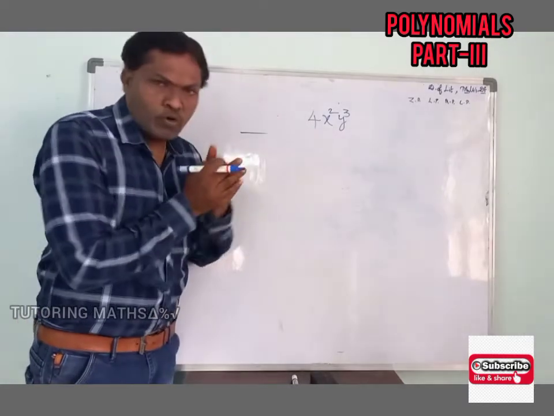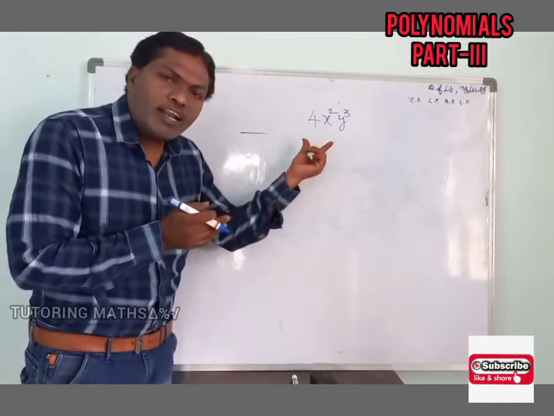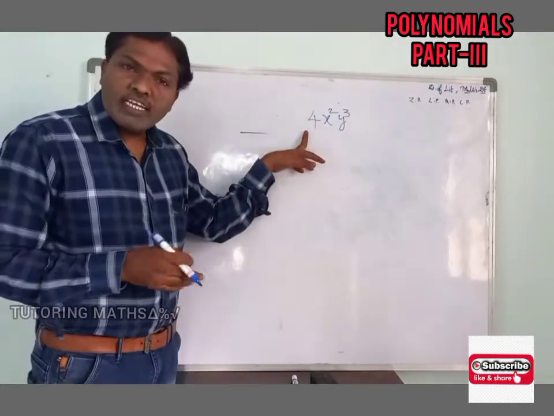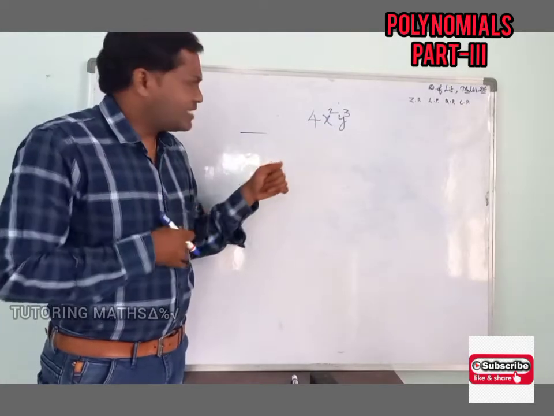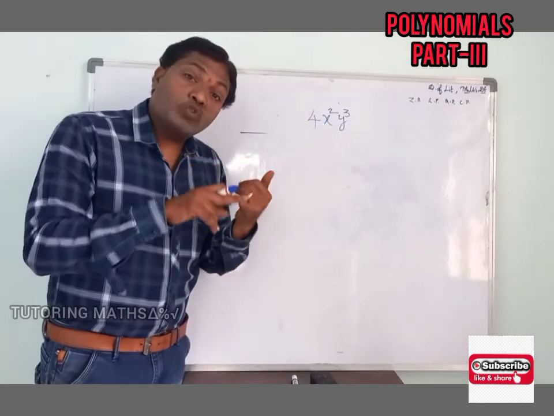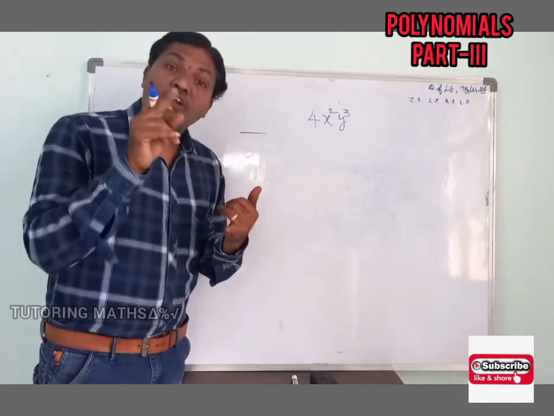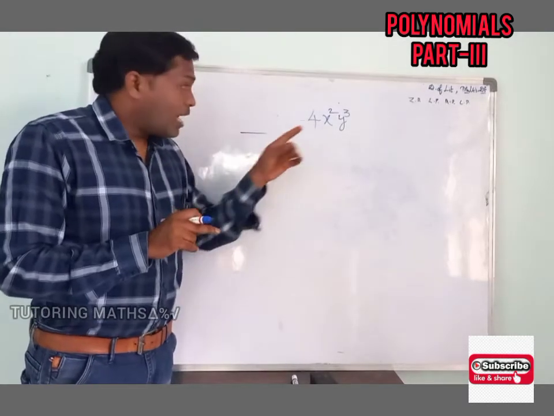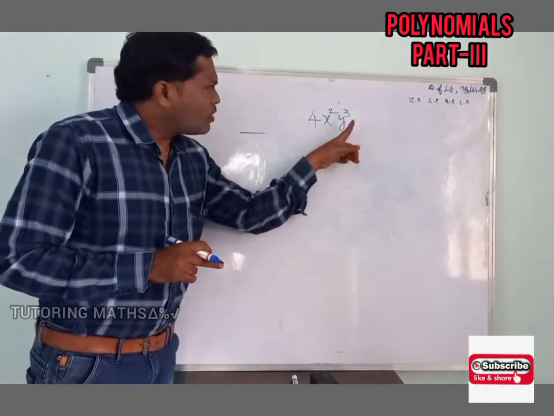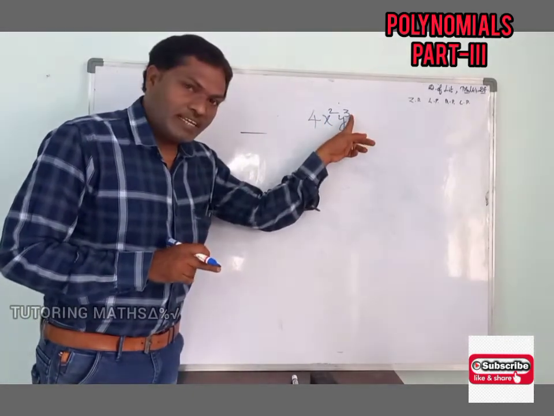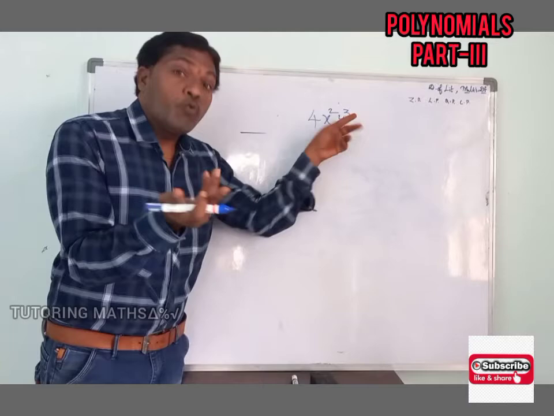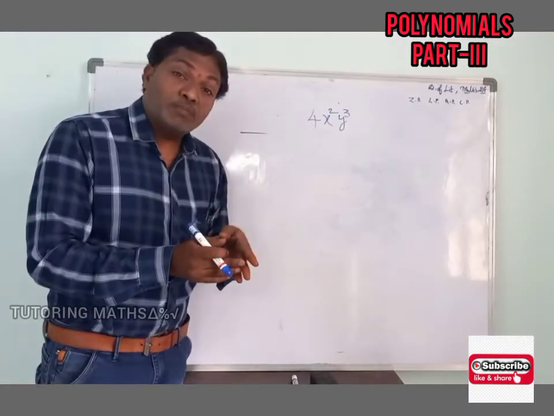Now, observe this monomial. Which are the literal terms? Which are the variables? 4 is a constant, just neglect it. And x square y cube. Here x and y both are literal terms or variables. So what is the definition of degree? Highest exponent. But here, what is the highest exponent? 3. Most of the students say, sir, the degree of this monomial is 3, because the highest exponent is 3.